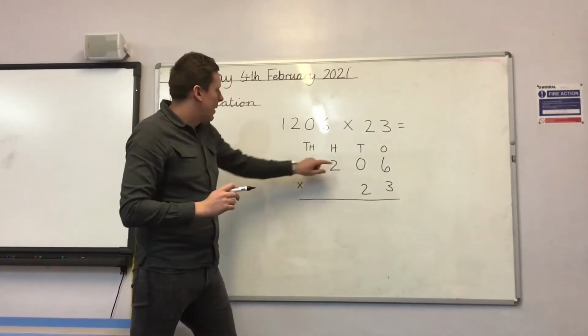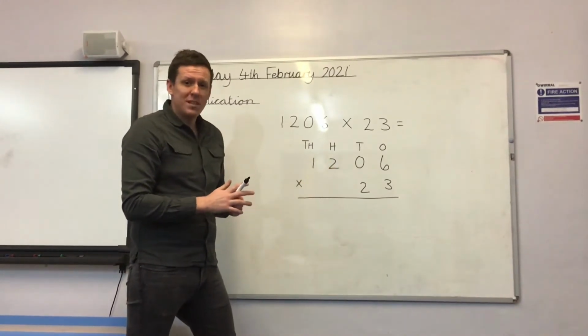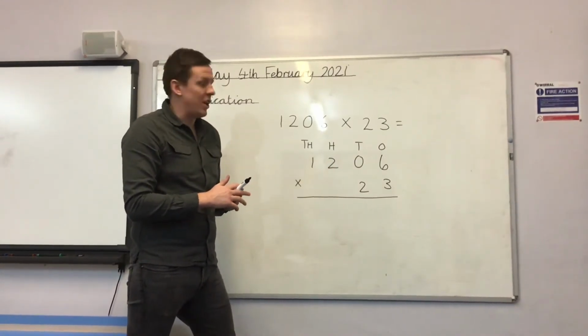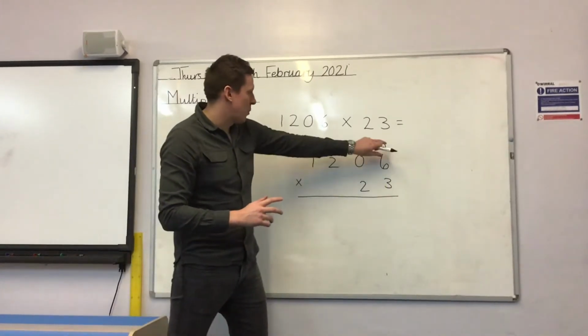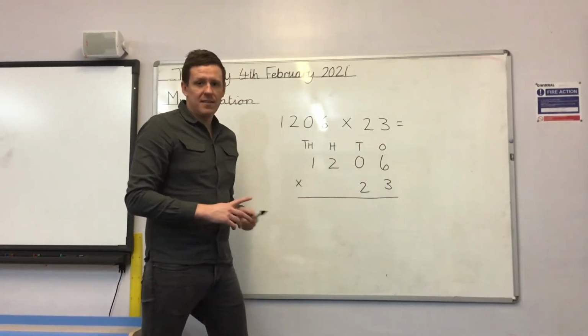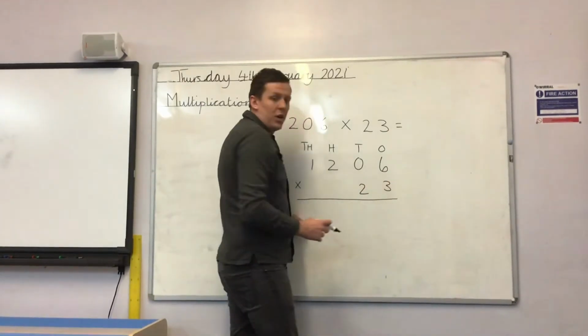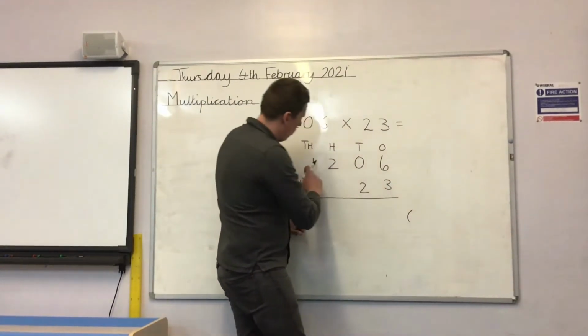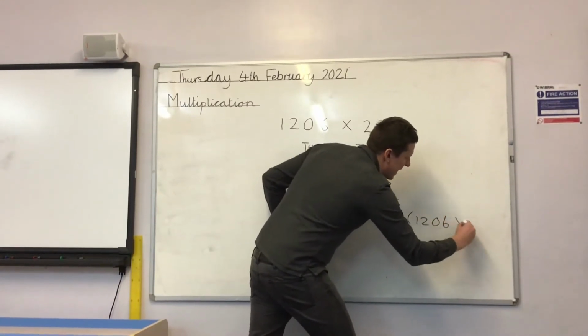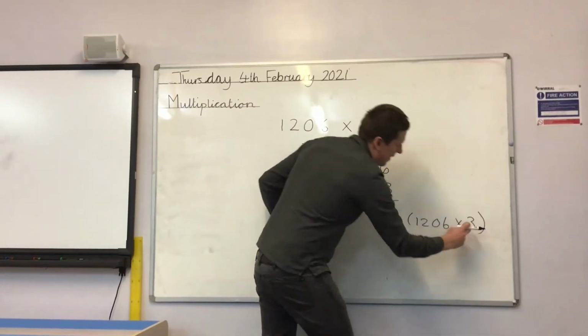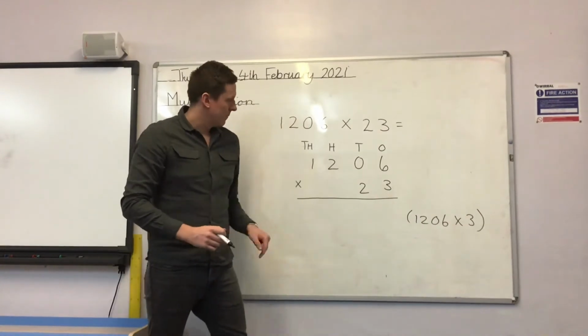Because we're multiplying by a 2-digit number instead of a single digit, it's best to split this up into 2 parts. Split it up into our ones and our tens. And I'm going to start with our ones. So I'm going to do 1,206, which is my number. And to begin with, I'm just going to multiply that by 3.